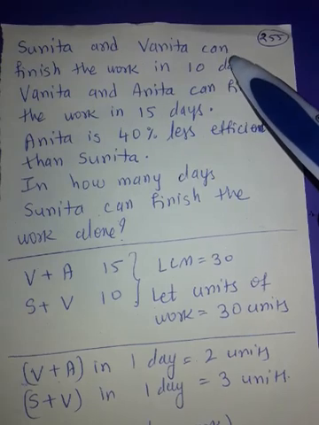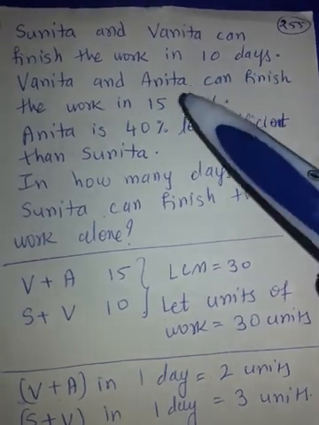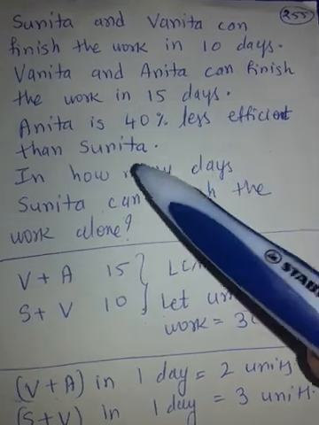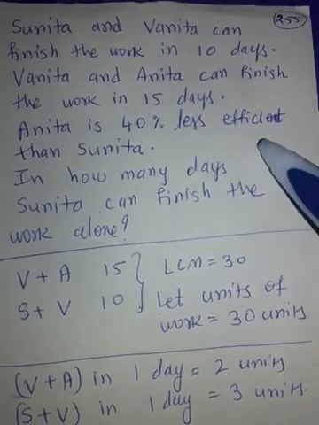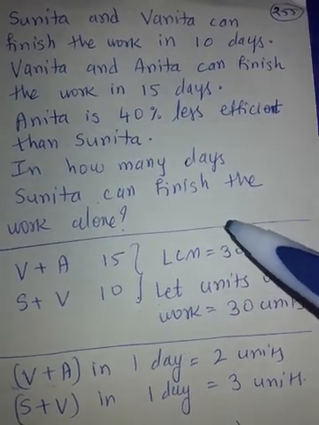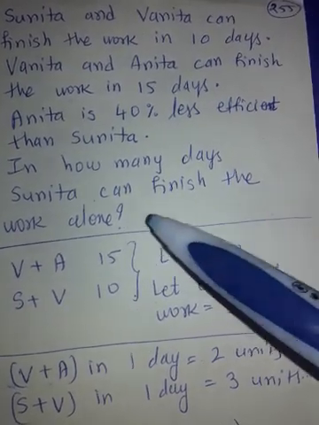Sunita and Vanita can finish the work in 10 days. Vanita and Anita can finish the work in 15 days. Anita is 40% less efficient than Sunita. In how many days can Sunita finish the work alone?